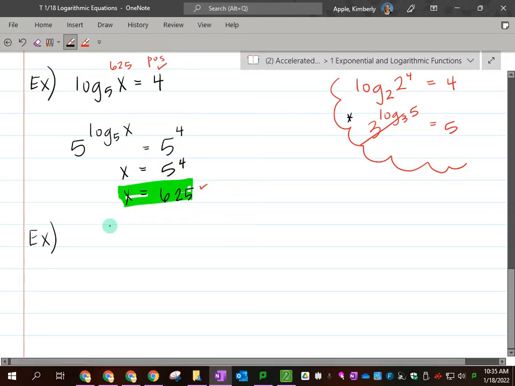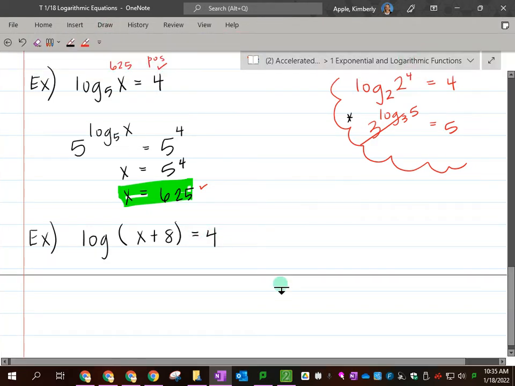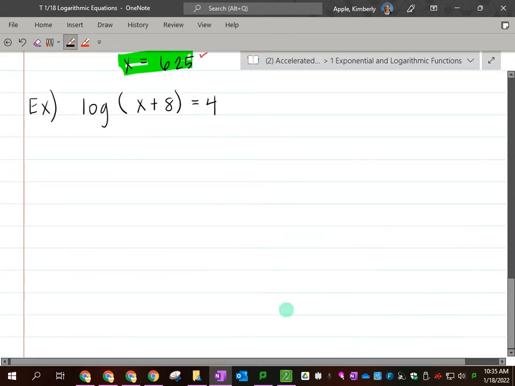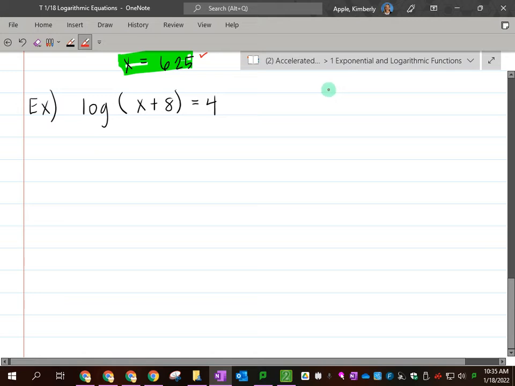Let's do that one. Log of x plus 8 equals 4. Again, we have the same set of conditions. We do not have a logarithm on both sides here. What's the base of this logarithm? It's common log. So in your mind, you should immediately recognize that.